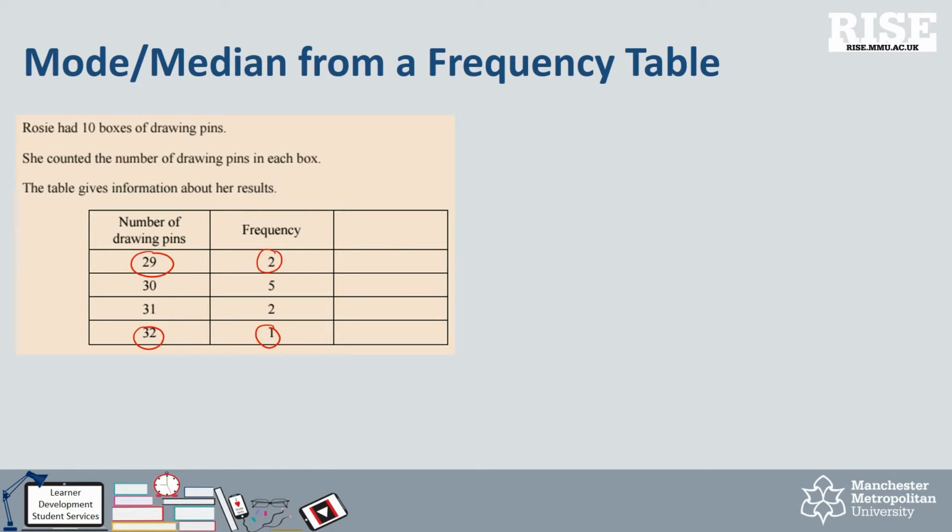We can use this information then to identify the modal number of drawing pins. Remember, the mode is just the number that comes up most often. So I look at the frequency. The frequency is telling me how often something is occurring. So if I want the mode, I want the highest frequency. I can see that the highest frequency is 5, but 5 is not my mode. 5 actually corresponds to the 30 number of drawing pins. So 30 drawing pins is my modal number of drawing pins. The biggest mistake people make here is just writing down the highest frequency. They don't relate it back to what that's actually measuring.